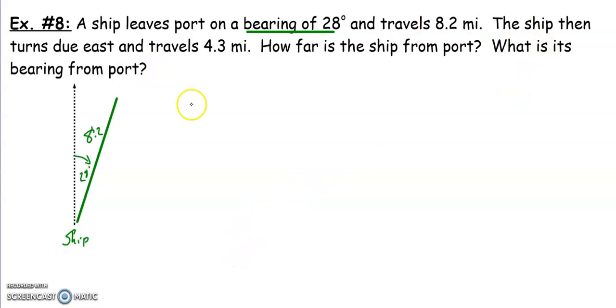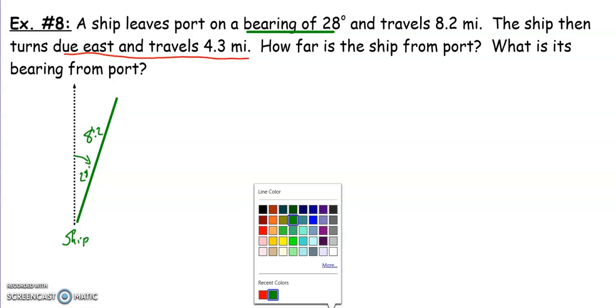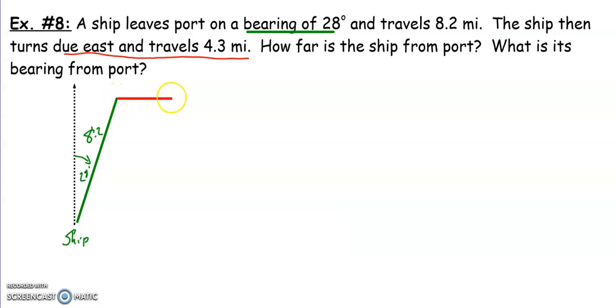Then the ship turns due east, and we are going to travel 4.3 miles. East is to our right, and that is only going to be 4.3 miles. So I try to make it about half as long as that 8.2.